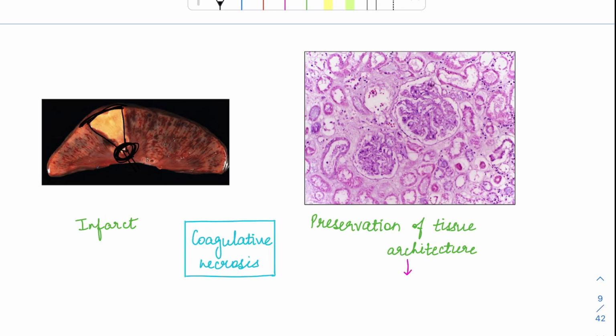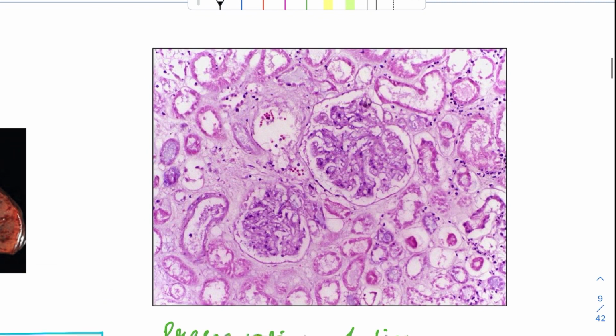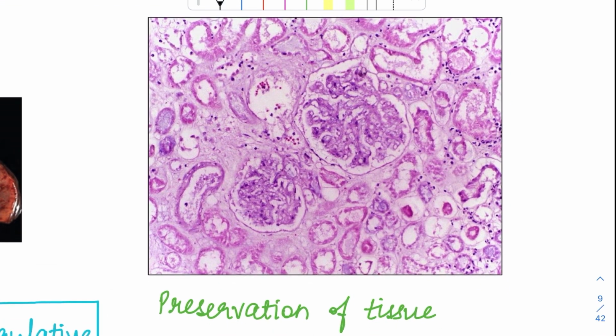So the base of the infarct is formed by the base of the organ. So wedge shaped infarcts are seen in solid organs due to coagulative necrosis. And microscopically, if you see, there is going to be preservation of the tissue architecture in coagulative necrosis.